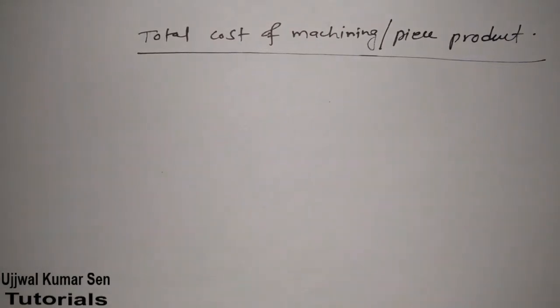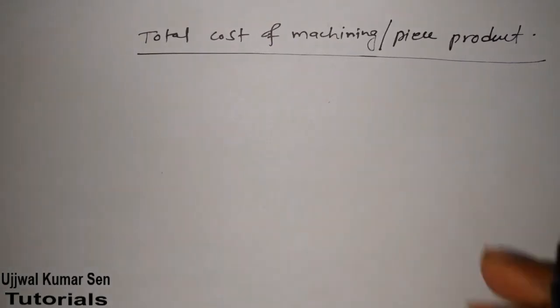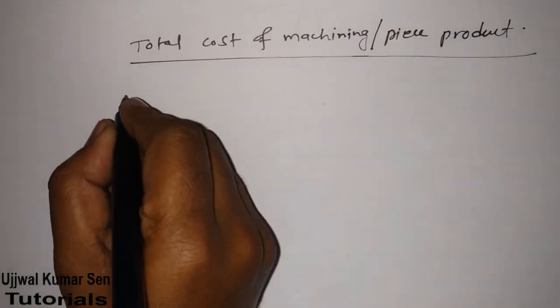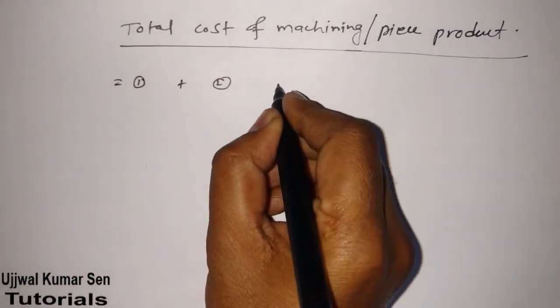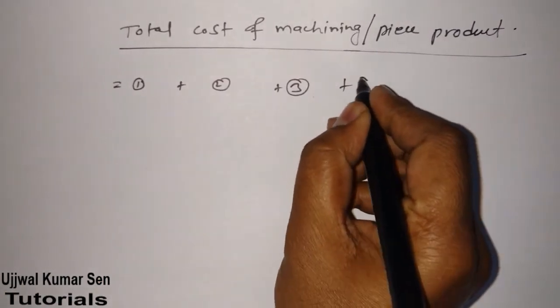This is about it, but knowing about it is not going to help you solve numerical problems. What you need to learn to solve numerical problems is the formula. The most important thing is the formula. Without knowing the formula, you cannot solve numerical problems. So for finding the total cost, we have to find four things: first, second, third, and fourth.